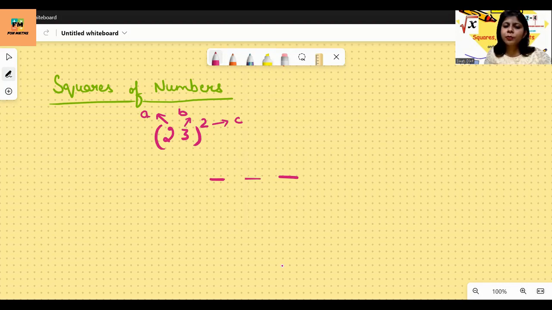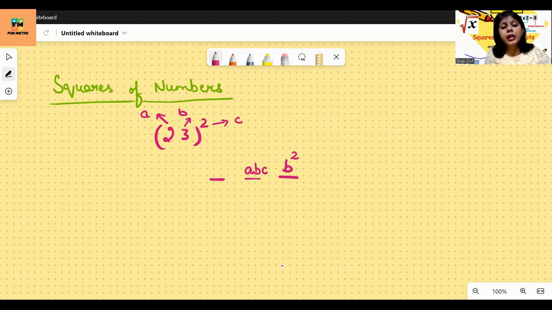Now we will start from the unit digit, which is 3. Yes. So here at the unit digit, we are going to fill the square of B, which is 3. In the middle, we are going to multiply A, B, and C, which is 2, 3, and C is the power 2.